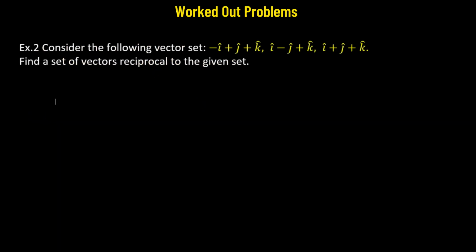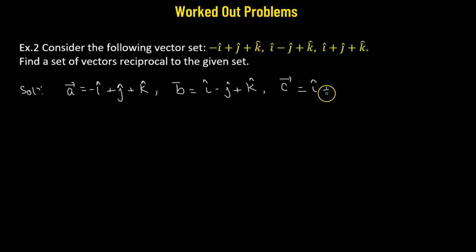So we have problem number 2, which is quite similar to the previous problem. So let us begin. We will consider the vector A to be given by -i cap plus j cap plus k cap, the vector B to be represented by i cap minus j cap plus k cap, and vector C represented by i cap plus j cap plus k cap. We'll have to find out the reciprocals of each of the given vectors. That means we have to find out A prime, B prime, and C prime.